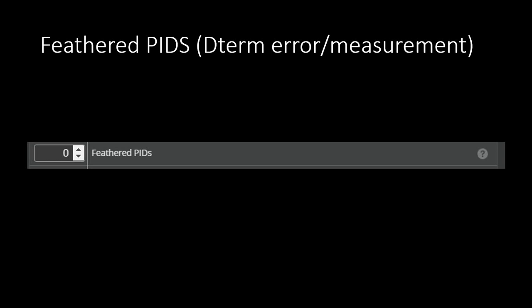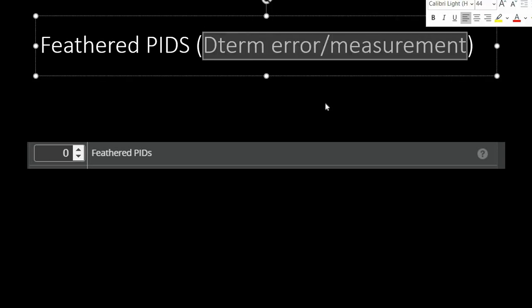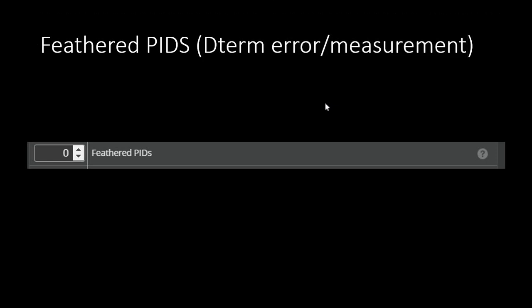And essentially all that this is, like it says up here, it's just Dterm on measurement. Now what that means is your Dterm can be calculated in two different ways. One of them is Dterm from measurement, which calculates your Dterm based on your gyro, or Dterm based on error, which calculates it based on the error that your quadcopter sees.